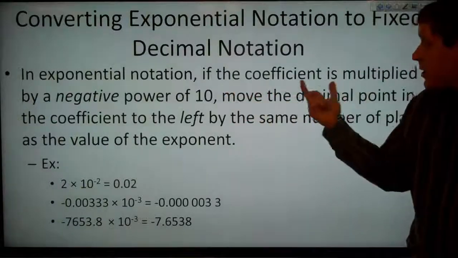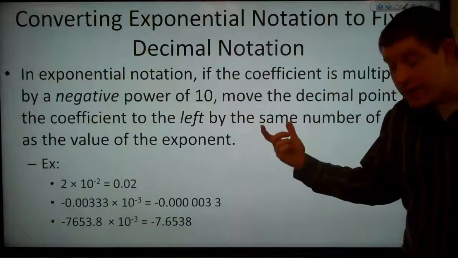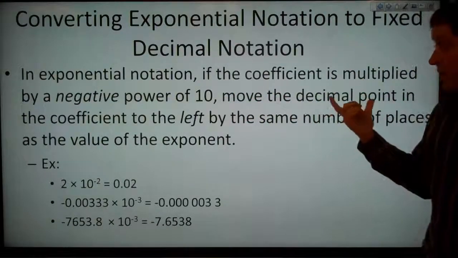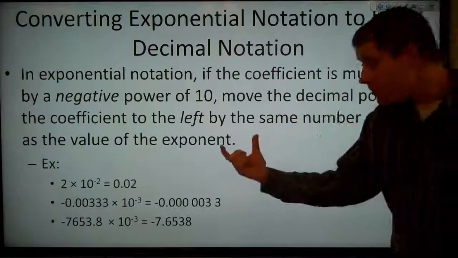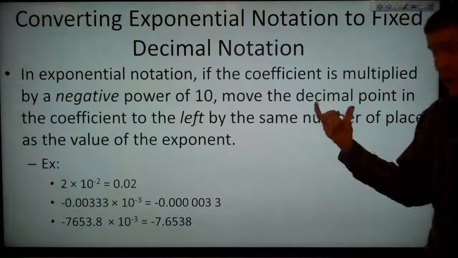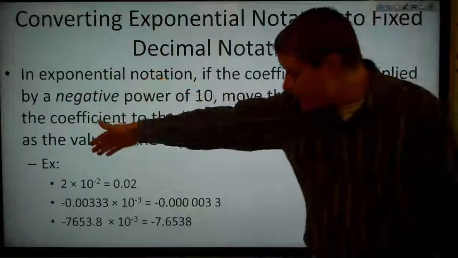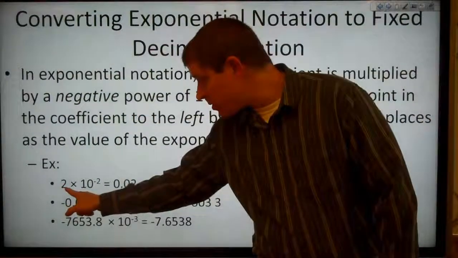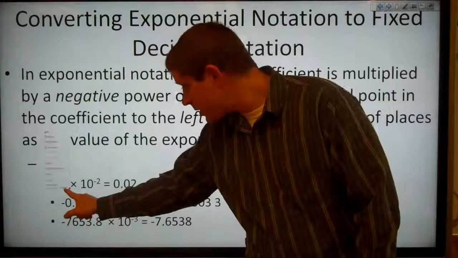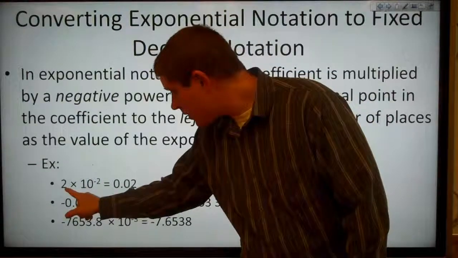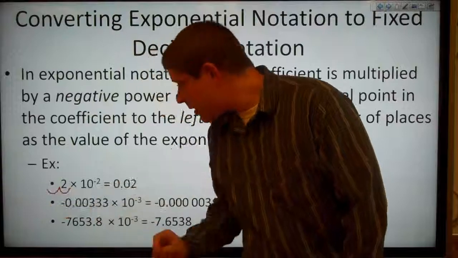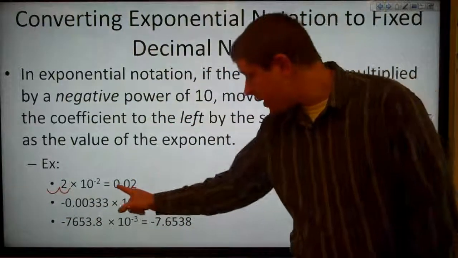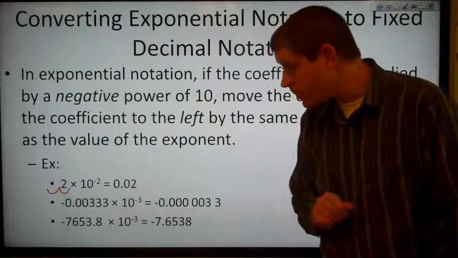In exponential notation, if the coefficient is multiplied by a negative power of 10, then we move the decimal point in the coefficient to the left by the same number of places as the value of the exponent. So, if we have 2 times 10 to the negative 2, then we move the decimal point, which is to the right of the 2, we need to move it to the left 2 places, and then fill in the zeros, so we have 0.02.